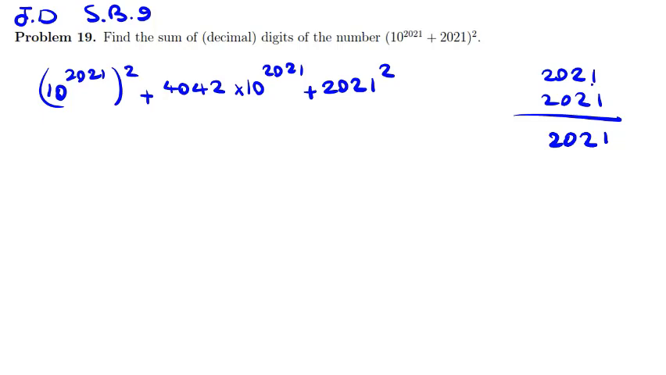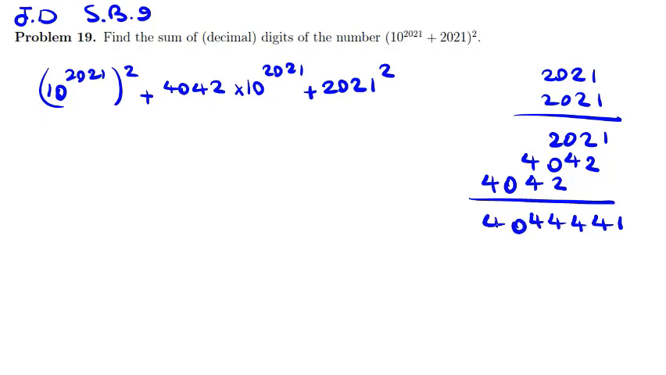2021 squared: 2 times this, 2404, and this 0, we start from this part. 2404. It will be 144404. Sorry, here 4 plus 4 is 8, so 4080 4441. So if I write, and it is what? 10 to the power of 4042.